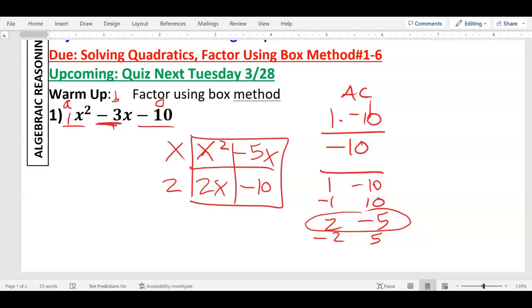And then vertically, same thing here, x squared and 2x, they don't have a number in common, but x is in common. Cool. And then last but not least over here, what is a common factor of negative 5 and negative 10? So 5 goes into itself, 5 goes into 10. And since the edge right here is a negative, I'm going to make sure I use a negative 5. So my answer will be x plus 2, x minus 5. That is my factored form, okay?